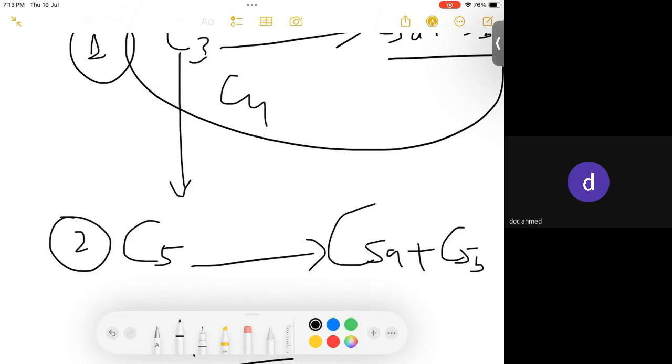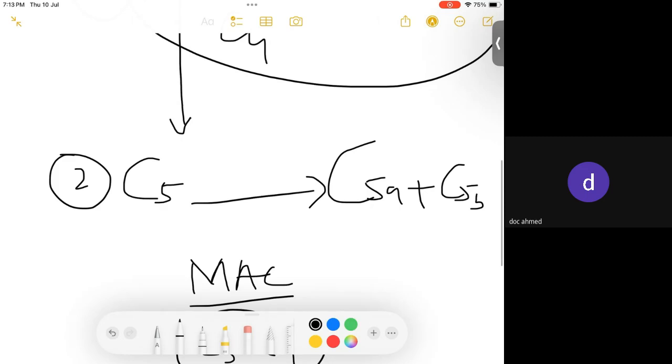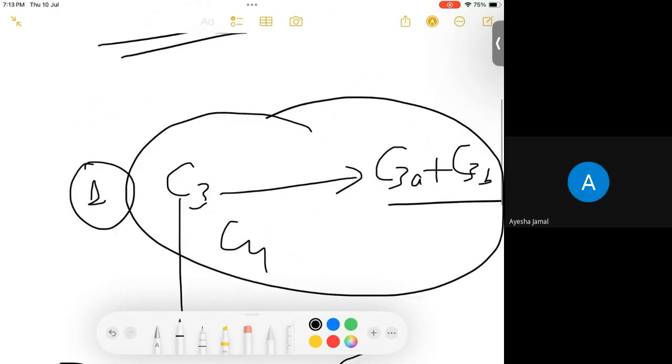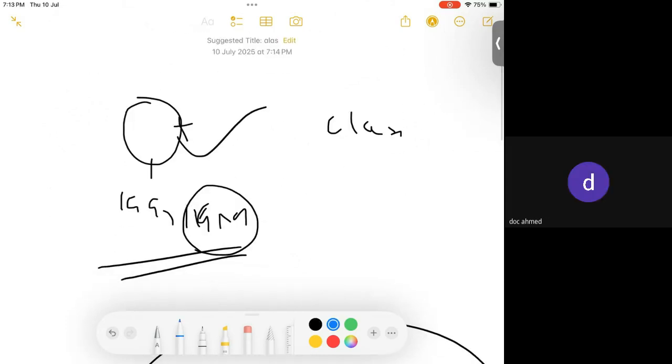Can anyone summarize what are the important events which you have to remember in complement? The first one is activation of C3. The second one is C5, leading to MAC. So this was basically our classical pathway.